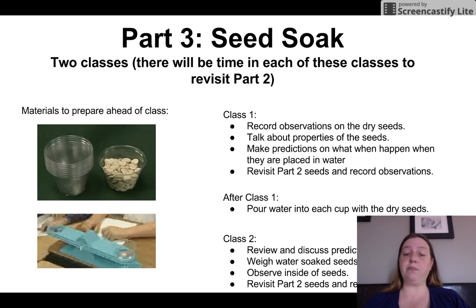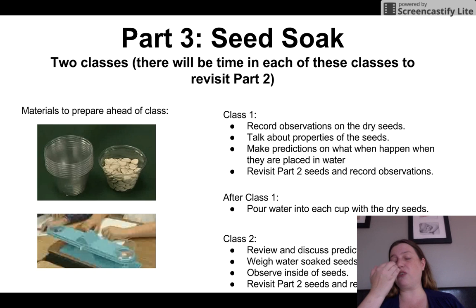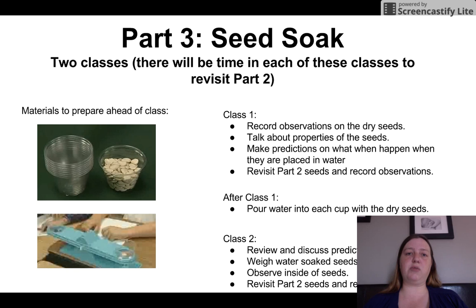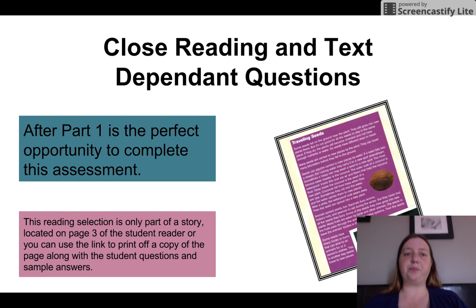We'll weigh them, observe the inside of the seeds. You want to show them how to crack open the seeds. I keep extra soaked seeds on hand because oftentimes a student will split the seed and lose the embryo on the inside, and then they have nothing to draw or talk about. So I keep a bunch of extra soaked seeds off to the side in case this happens.